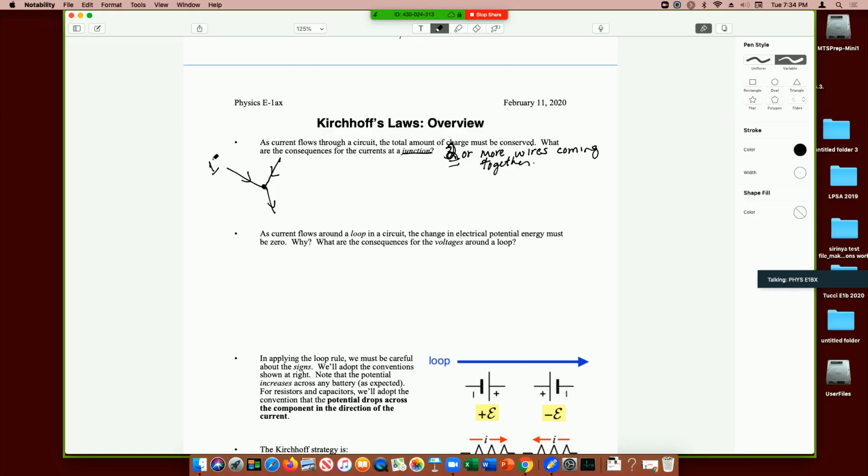So let's say that this is I1 and this is I2. This is the junction where they come together, and then that's I3 leaving the junction. The thing about a junction is you can't have any charge building up there. So two special things about a junction: no charge buildup, and as always, charge is conserved.